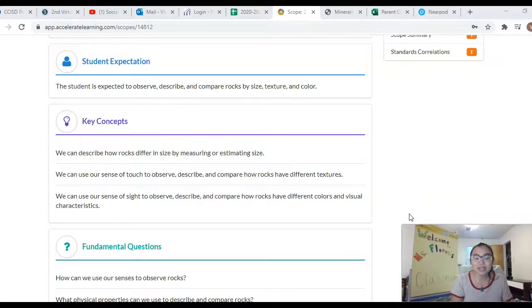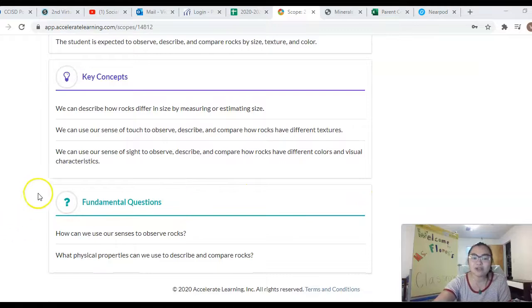We can still use our experiences from touching past rocks to determine the textures of rocks that we're currently looking at. And our last one, we can use our sense of sight, our eyeballs, to observe, describe, and compare how rocks have different colors and visual characteristics. So we're going to be talking about all the different colors that rocks are. Some questions I want you to think about throughout our unit are, how can we use our senses to observe rocks? What physical properties can we use to describe and compare rocks?